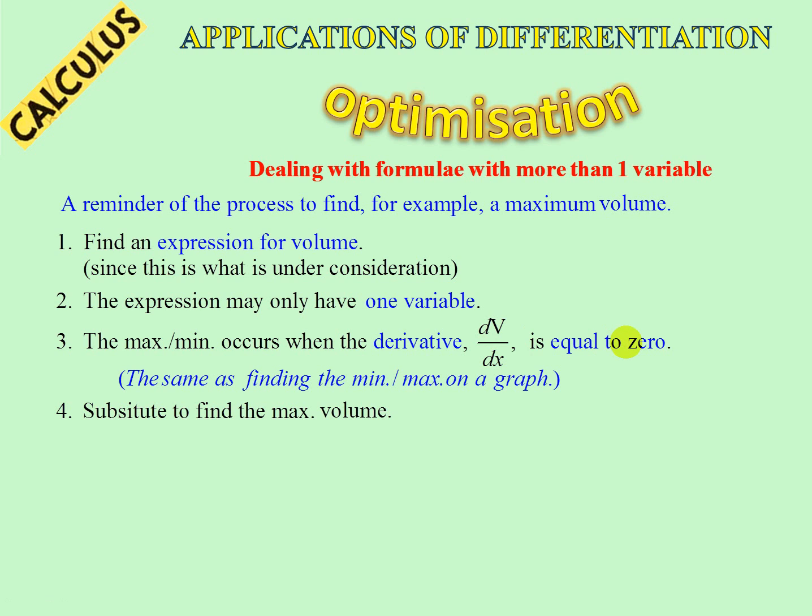So you need to differentiate, set equal to 0, and solve for x, or the variable. Then you need to go back and substitute into the second derivative to show that it is the maximum or minimum. And then you substitute into your expression which you found in order to find the actual maximum volume, area, cost, whatever. Notice that this last step is often not asked for, so it does depend on what is asked for there.